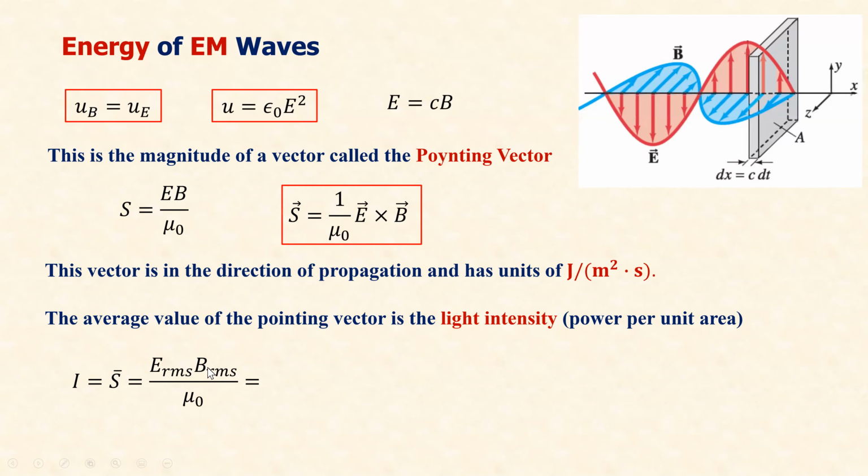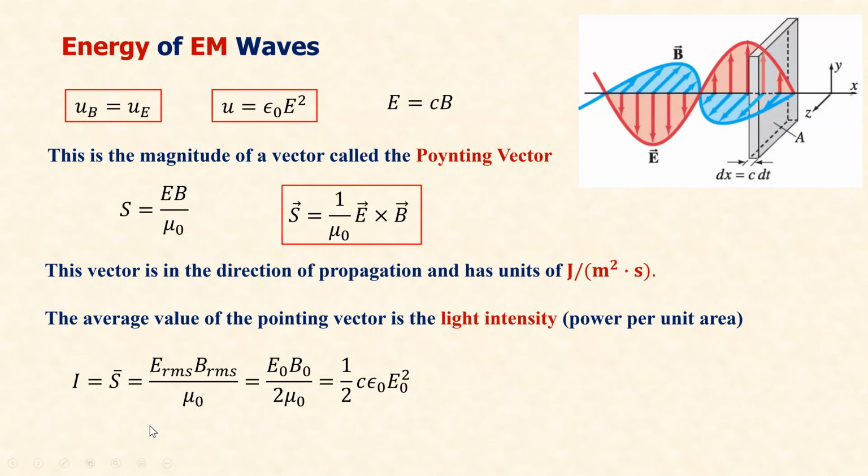And remember, RMS values are the maximum values divided by square root of 2. So we get a square root of 2 in the denominator for this, another square root of 2, and you get a 2 in terms of the maximum, E naught and B naught over 2 mu naught. So it becomes 1/2 c epsilon naught E naught squared. And that is the light intensity, right?